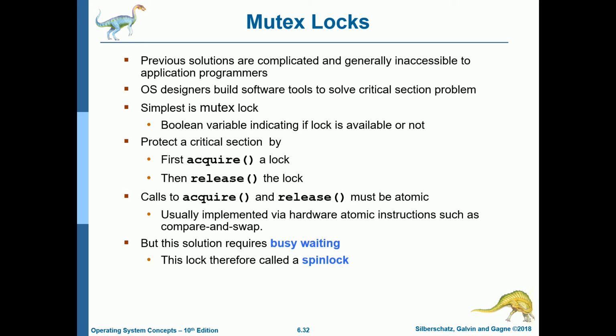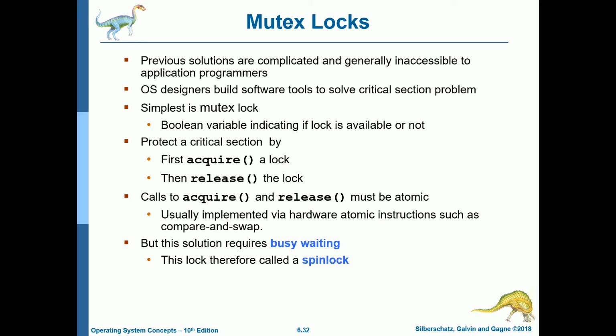The main disadvantage of the implementation that we just gave is that it requires what's called busy waiting. While a process is in its critical section, any other process that tries to enter its critical section must loop continuously in order to call acquire. This continuous looping is clearly a problem in a real multiprogramming system where a single CPU core is shared among many processes. Busy waiting also wastes CPU cycles that some other processes might be able to use productively. This type of mutex lock we have described is also called a spin lock, because the process spins while waiting for the lock to become available.